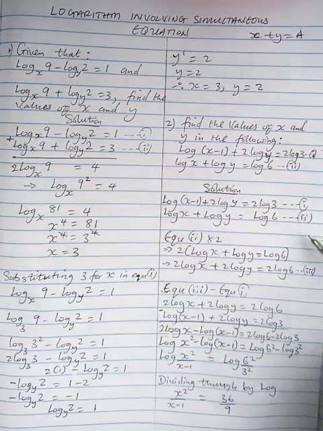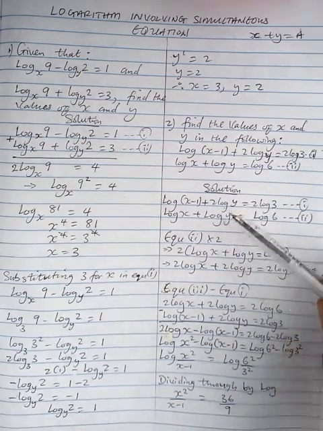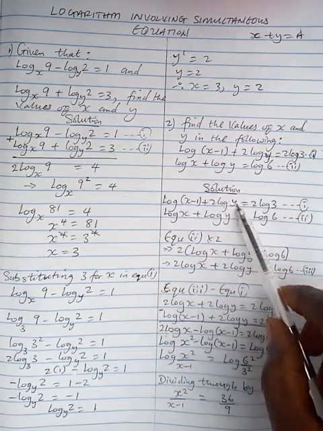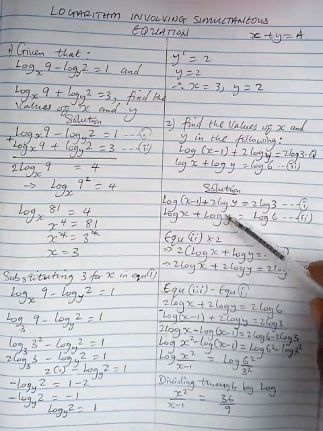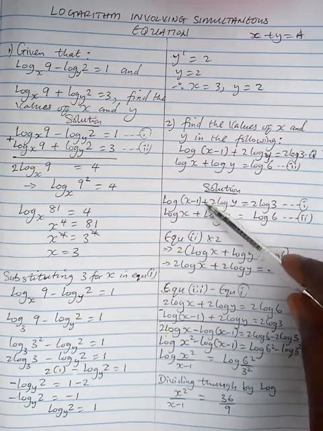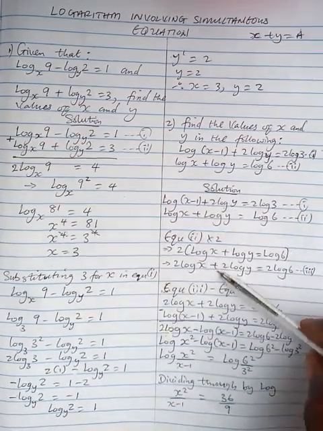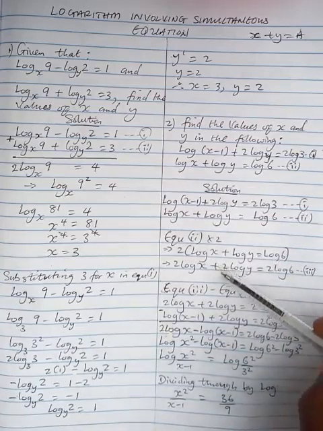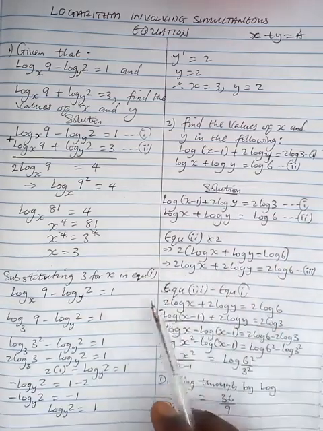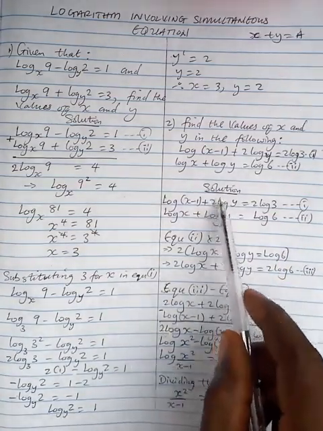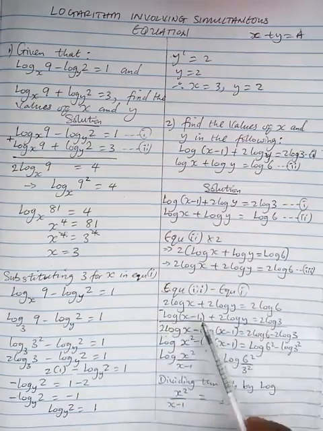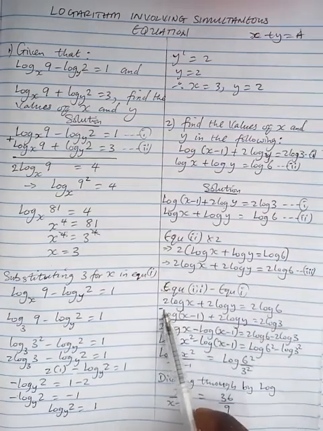Now, considering this 1 and 3, we ask ourselves, what are we going to add or subtract? You still consider what we are trying to eliminate. We are trying to eliminate the log y. So at this point, we say, this one is having plus, and this other one is having plus. Since the signs are the same, we have to use what? Minus. So we now say equation 3 minus equation 2. This is equation 3, and this is equation 2. We just put a minus.